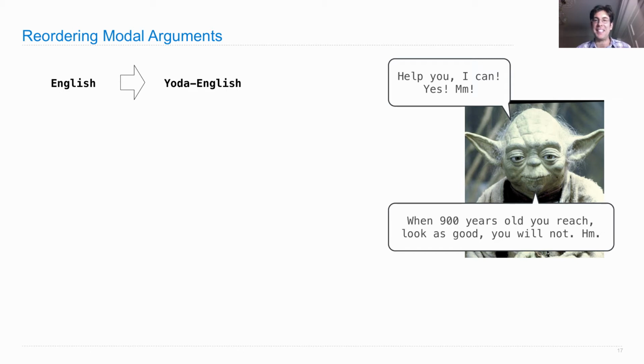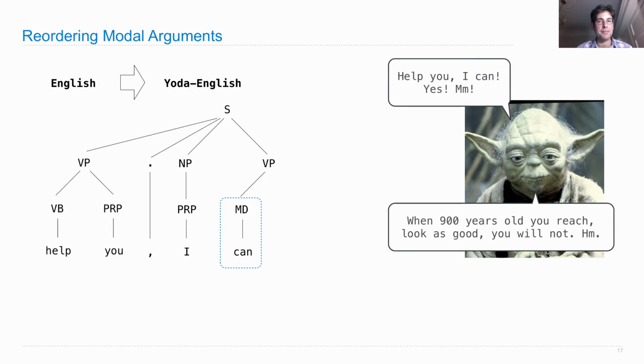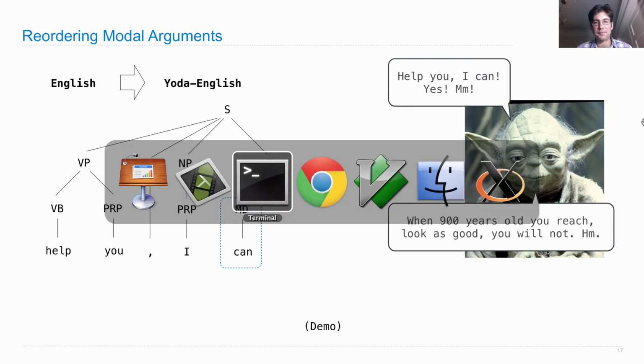But one of the things that he does is he takes the argument of a modal verb and moves it to the beginning of the sentence. And we can do exactly the same thing now that we have a syntactic parser. So I could take the sentence, "I can help you," find a modal verb, and take its argument and just move it to the front. Stick in a comma. Okay, I have a program that does exactly that.